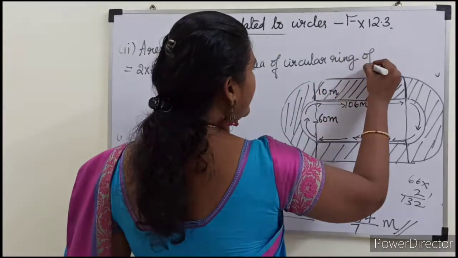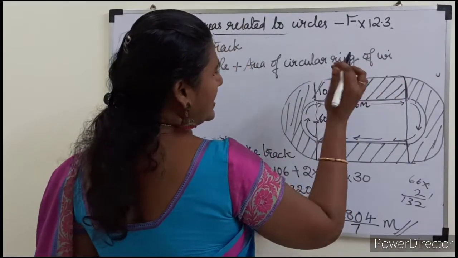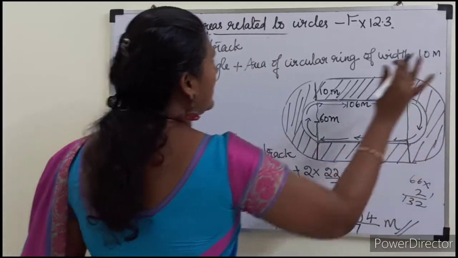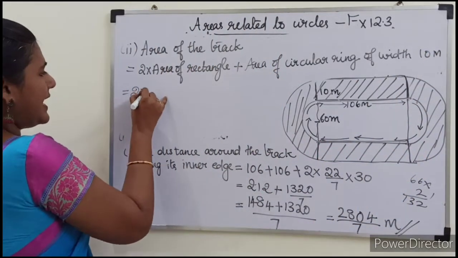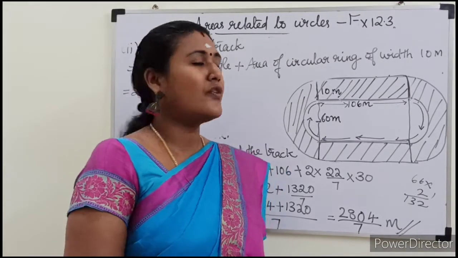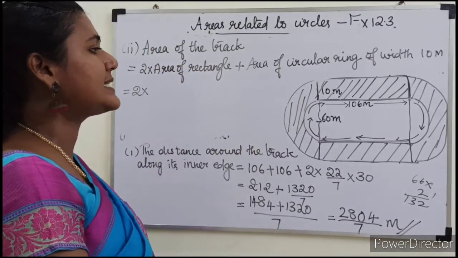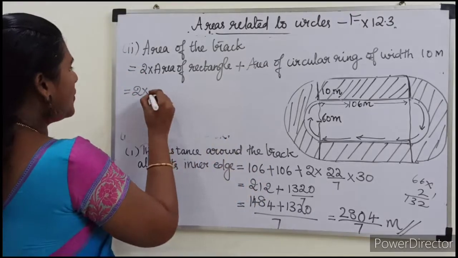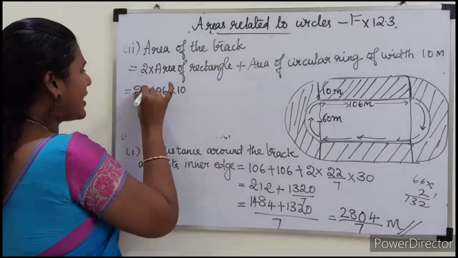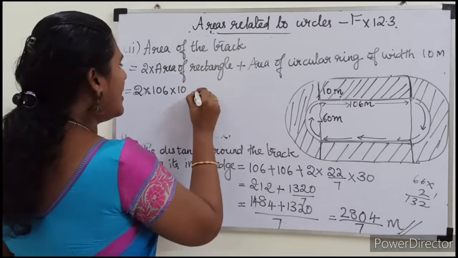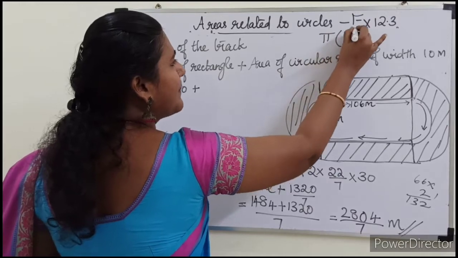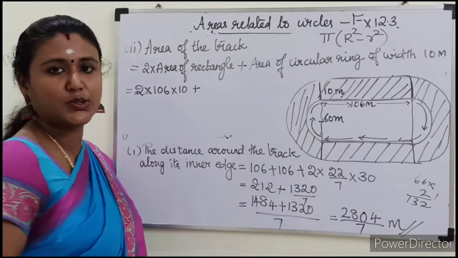Of width, here we have width as 10 meter. Now we will calculate the area of the rectangle. The formula is length into breadth. So we have length as 106 and breadth is 10. So 2 times 106 into 10, plus the area of the circular ring, pi into capital R square minus small r square.